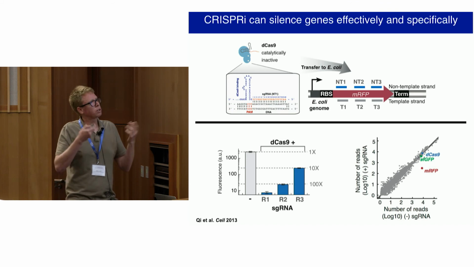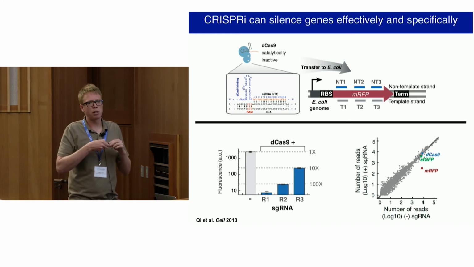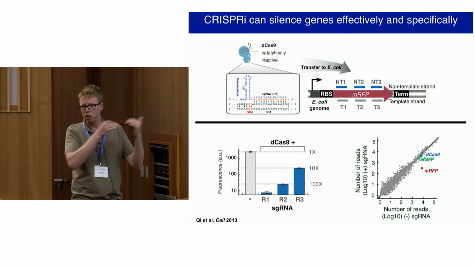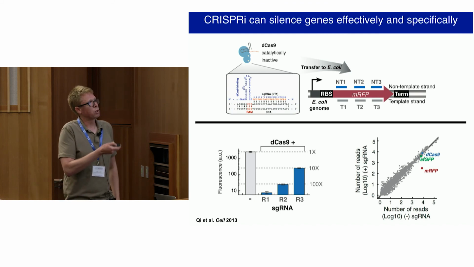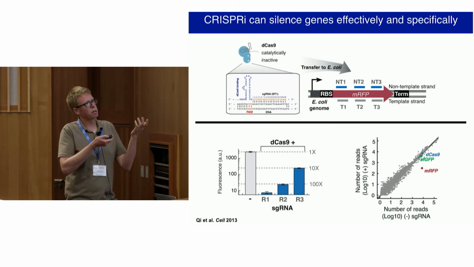And so we still honestly don't understand all of the ways that Cas9 and dCas9 interact with the genome and with other proteins that are occupying the genome, including, in this case, RNA polymerase. But what was immediately obvious was that this was going to be a useful tool.